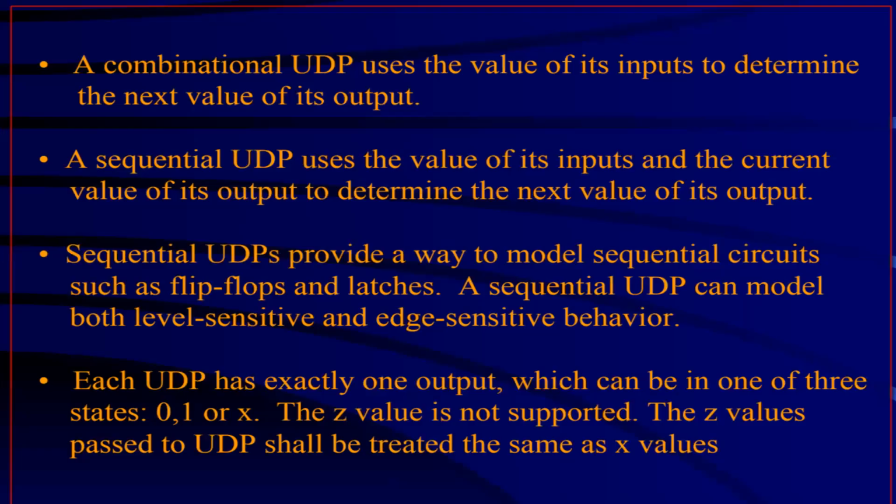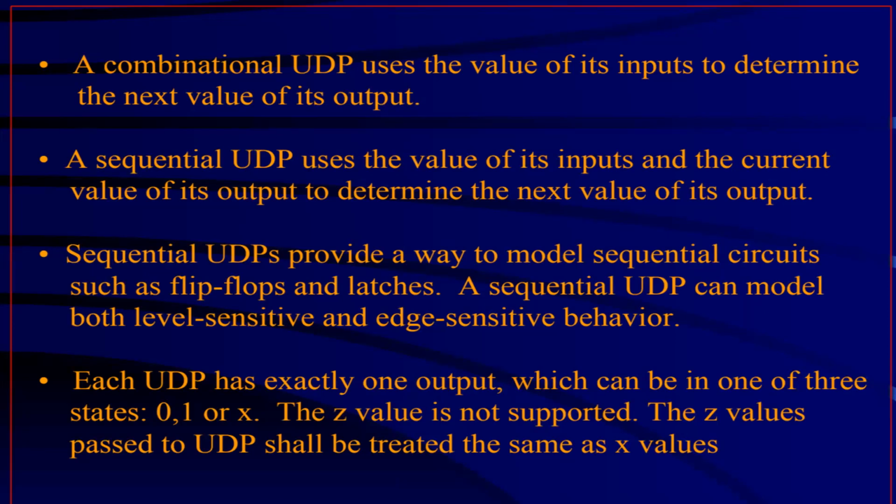A combinational UDP uses the values of its inputs to determine the next value of its output. The first line has the inputs, then a colon, then the output. That is the way of writing. This is the combination; a mux is a combinational circuit.